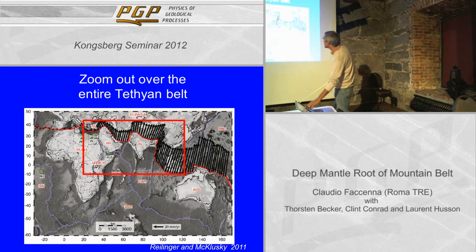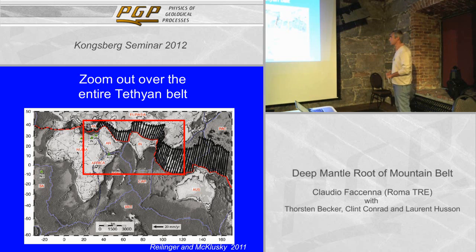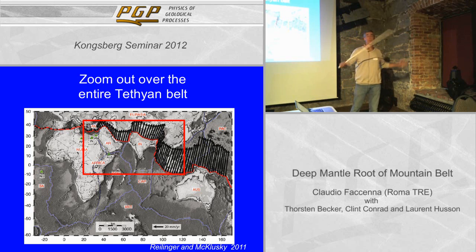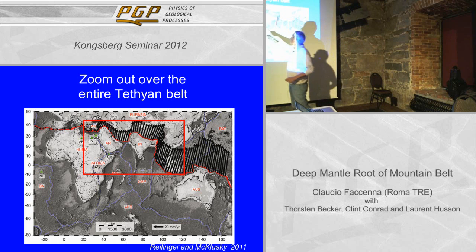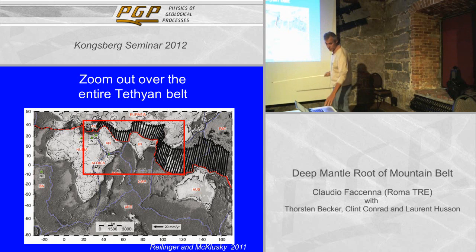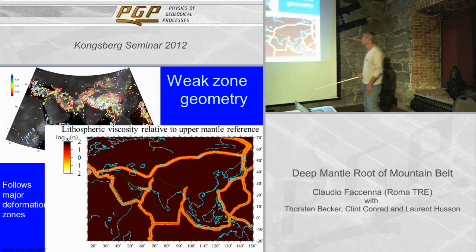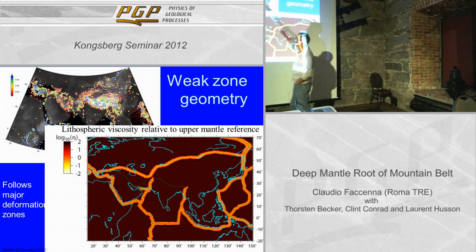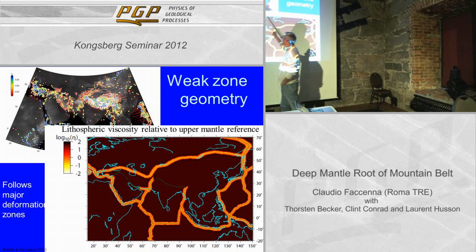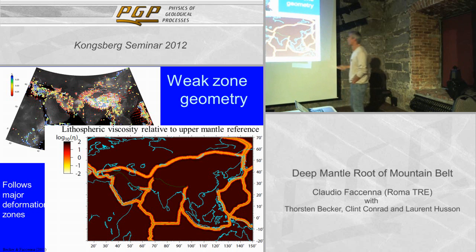So let me zoom out and go to a more regional solution. Here we are doing the same exercise basically, but encompassing the entire area from the Aegean and going to Sumatra and Java. So this is the boundary condition we are using. We are imposing a weak zone, distributed here, that follows the major deformation zones as depicted by seismicity and focal mechanisms. And on the basis of that, we run our model.